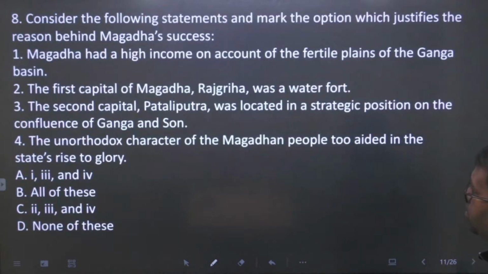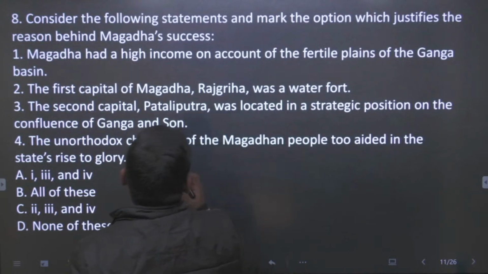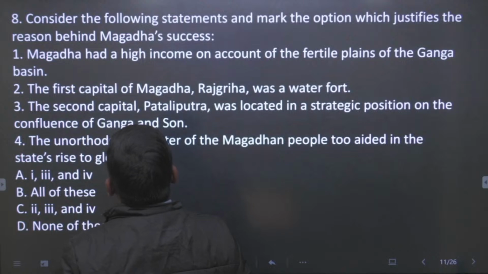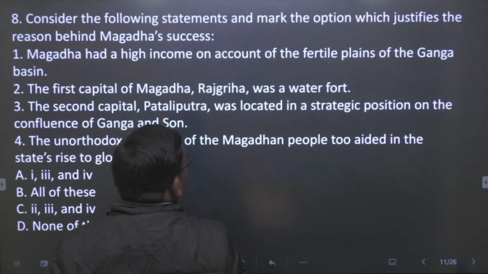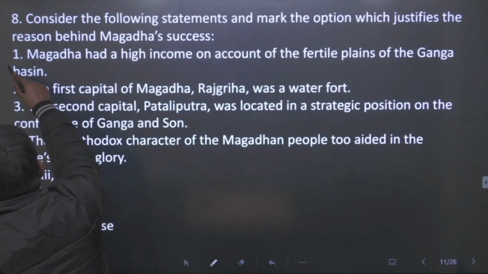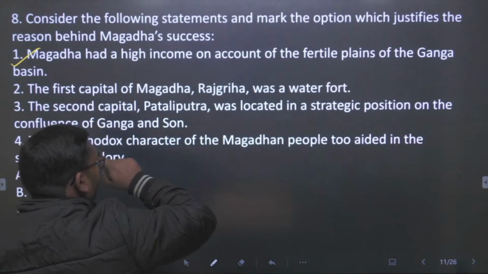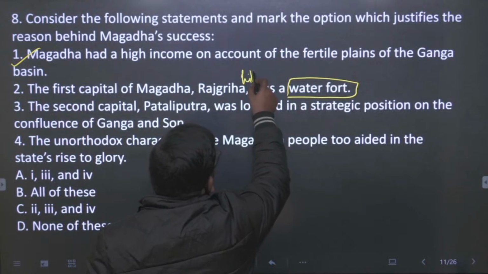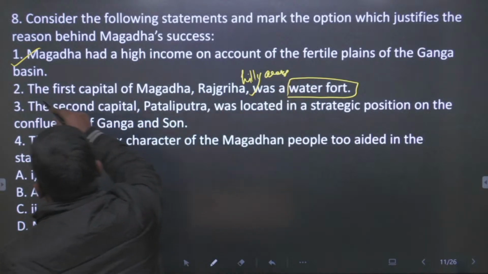Now let us see this question, question number 8. Consider the following statements and mark the option which justifies the reason behind the Magad success. Magad had a very high income on account of the fertile plains of the Ganga basin. True, that we discussed. The first capital of Magad was Rajgir, a water fort. No, this was a hilly area. So this statement will be false.